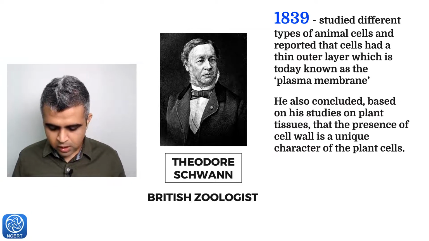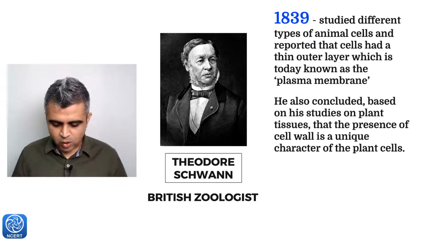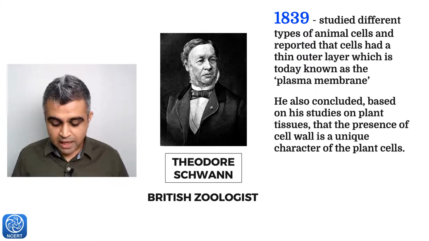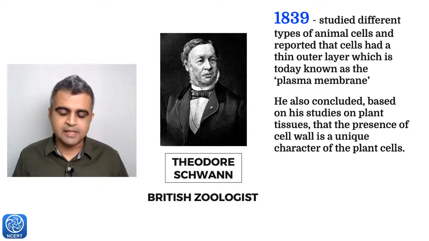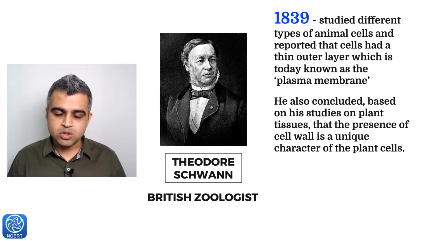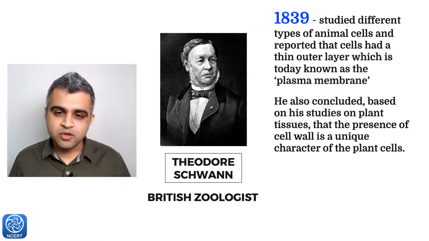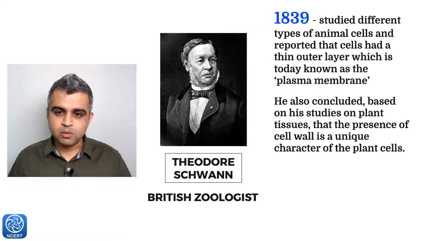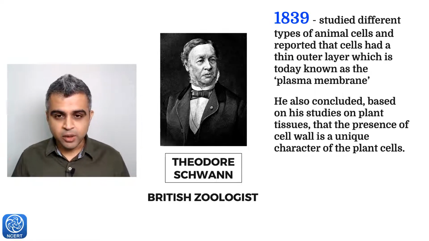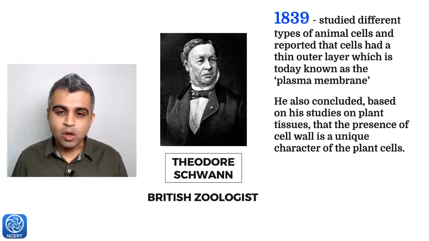He also concluded, based on his studies of plant tissues, that the presence of a cell wall is a unique character of plant cells. This is after his association with Schleiden. So he is the first person to say that in animal cells he saw a plasma membrane, and the first to say that in plant cells he saw a cell wall on the outside. We will do these in more detail in the next lecture. But today I just want you to remember that Schwann first described the plasma membrane and also the cell wall in the case of a plant cell.